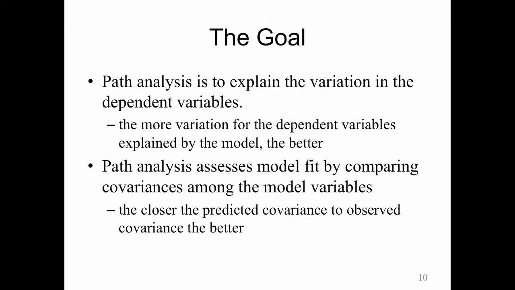All right, so the goal in path analysis is to explain the variation in the dependent variables. If we have a good model, that's what it's supposed to do. The more variation for the dependent variables that we explain, the better. For all practical purposes, that's the R squared that we introduced in the first lecture. Path analysis also assesses the model by comparing covariances among the model variables. In particular, the closer the predicted covariance from the model to the observed covariance, the better.